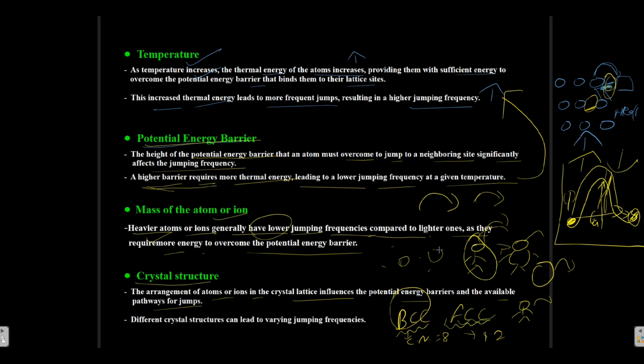So if an atom has a vacant site over here, then neighboring atoms can easily pass through it if they have fewer atoms. That means if it does not feel much strain, I'll talk about strain later. If this atom does not feel any strain while another atom is trying to jump over here, then obviously the potential energy barrier will be less. So we can say that crystal structure actually affects the jumping frequency of the atom or ion. Now let's move forward.